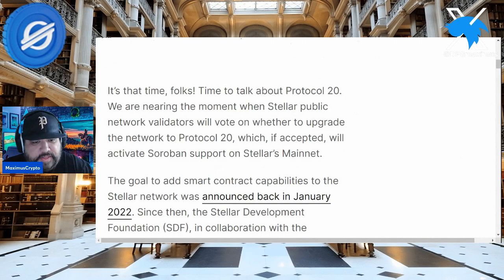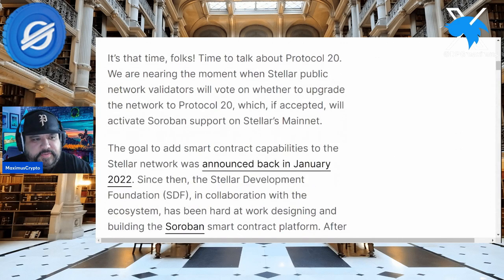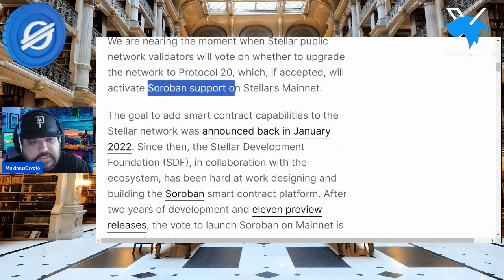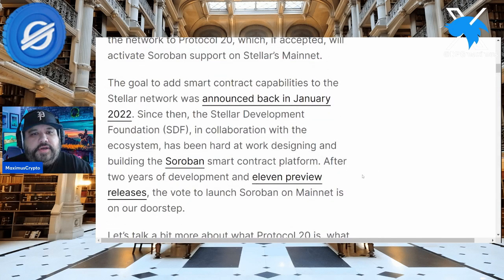But like it says, this is basically nearing the moment where Stellar's public network validators will vote on whether to upgrade the network to Protocol 20, which, if accepted, will activate Soroban support on Stellar's mainnet. Cool. The goal to add smart contract capabilities to the Stellar network, of course, was launched way back in January 2022. So this has been a quality project they've been working on for quite some time, and I'm glad they didn't choose to rush it, right? Quality over quantity.